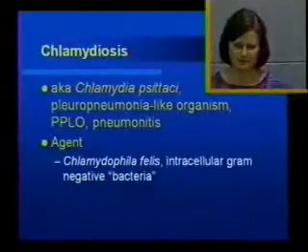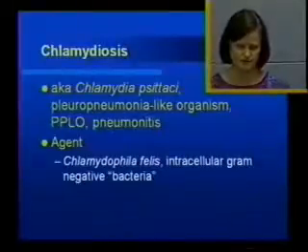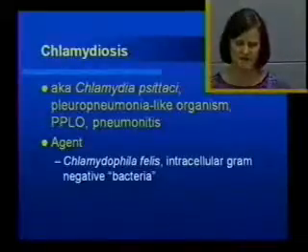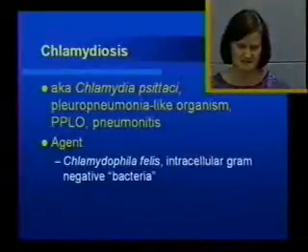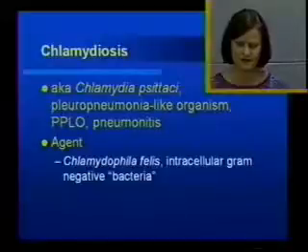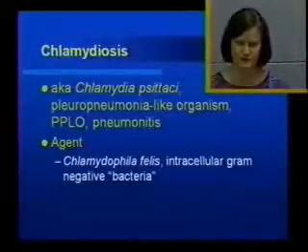Let's move away from the viruses now and talk about some of the other bacterial infections that occur. Chlamydiosis is another member of the upper respiratory infection complex in cats. It used to be called Chlamydia psittaci, and it's now been renamed Chlamydophila felis. It is an intracellular gram-negative bacteria.